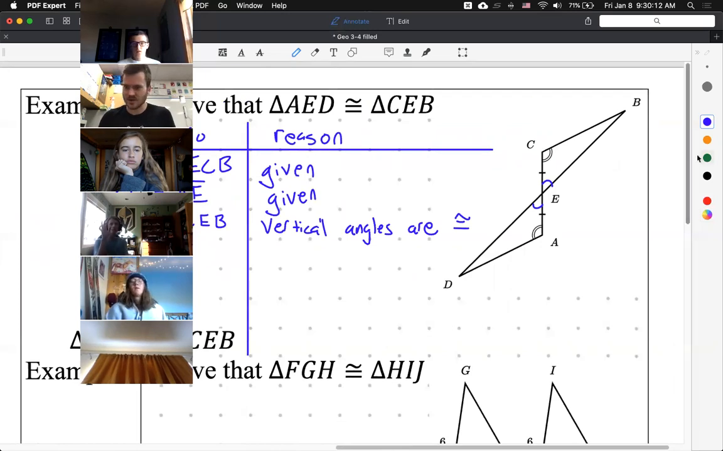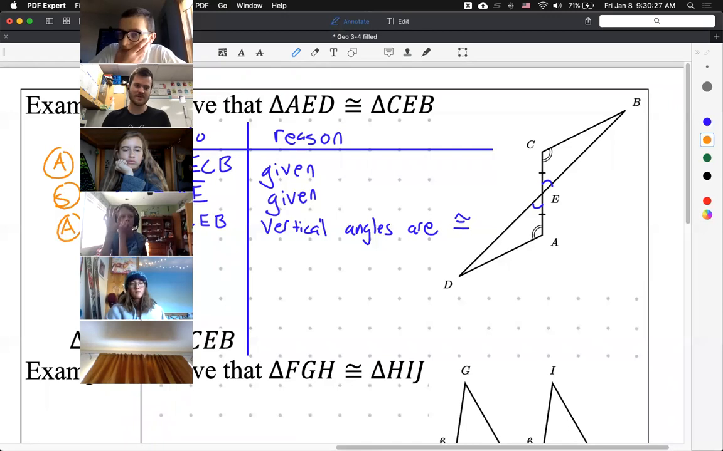Okay, so let's check what we have so far. We have an angle, we have a side, and we have an angle. If we put them in the right order now, then we will be done. Is it ASA? Is it AAS? Which one is it? We have the three pieces. We're basically ready to do our therefore, which I should write down here as well, and give a reason. All I need is a reason and I'm done.